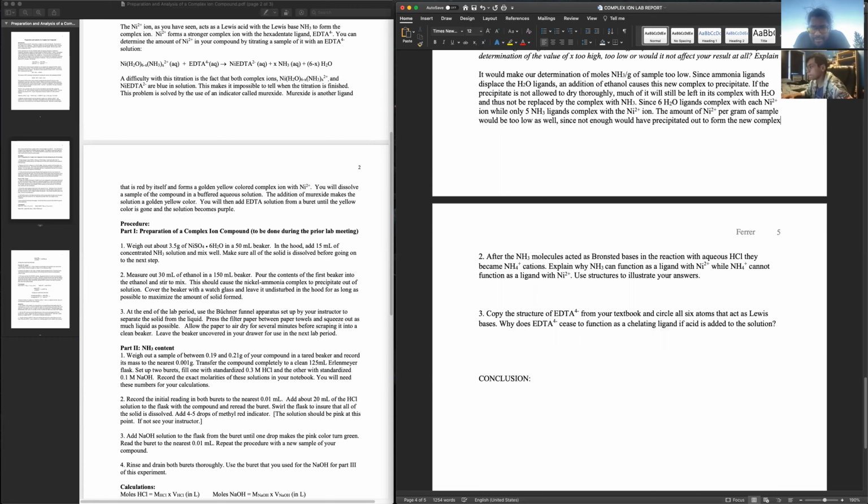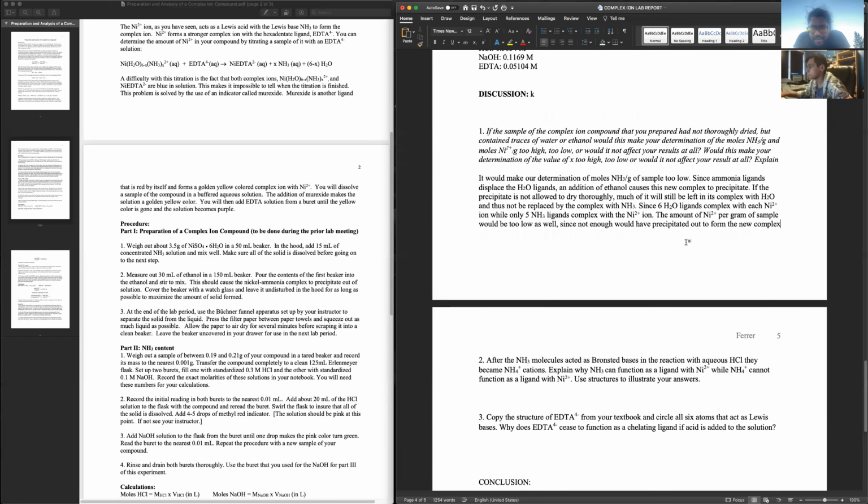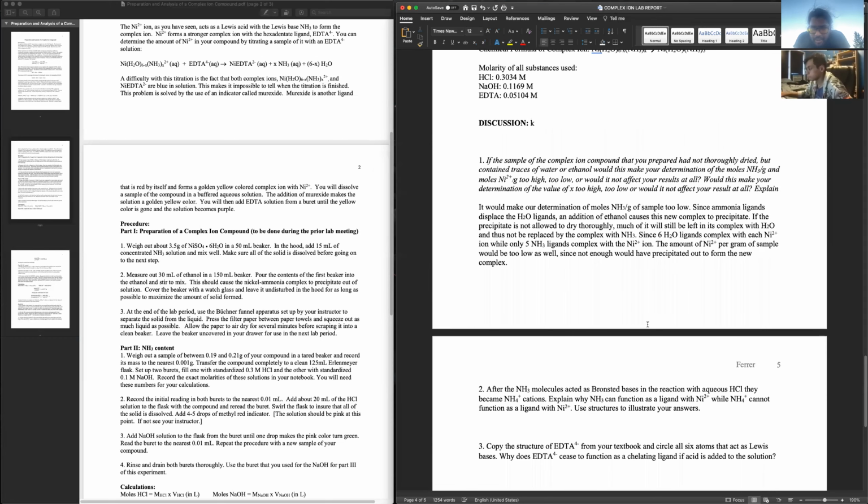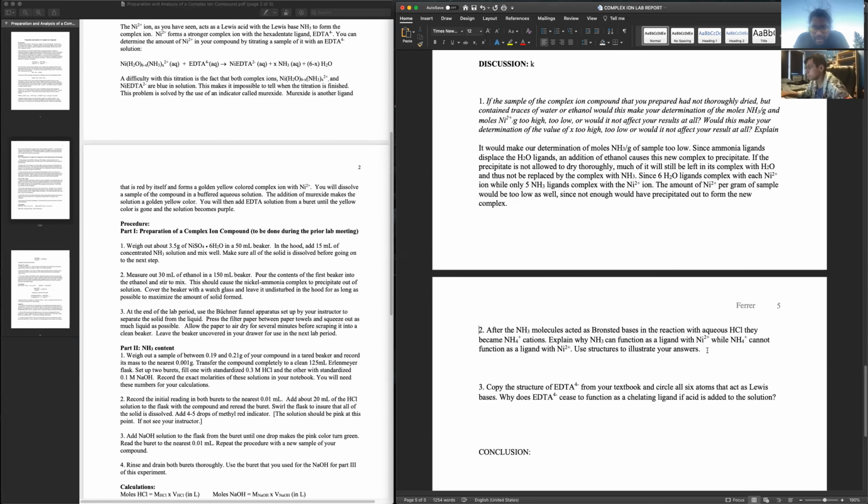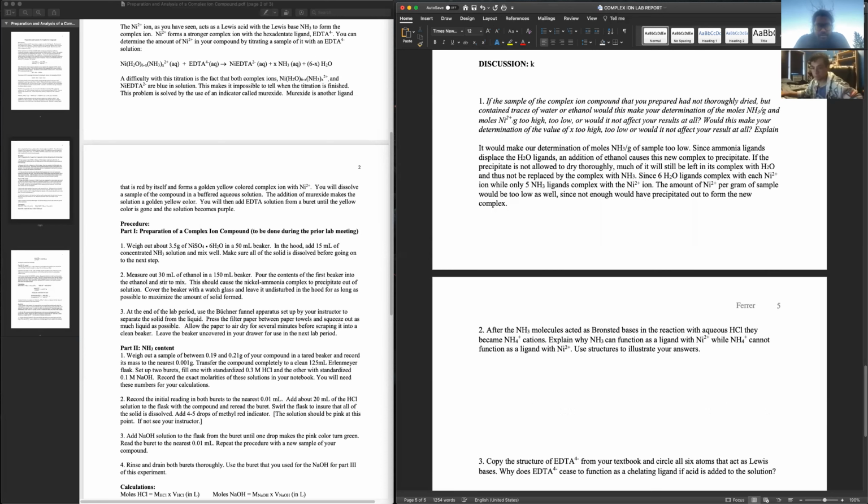Why can ammonia function as a ligand with the nickel cation, while ammonium cannot function with the nickel cation? Use structures to illustrate your answers. Okay. I guess, let me see how this other person did it here.